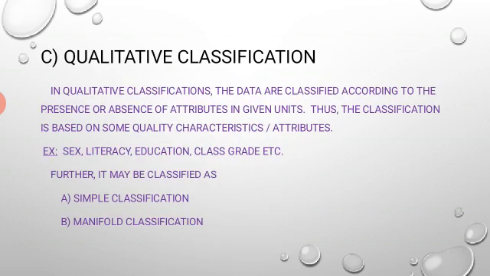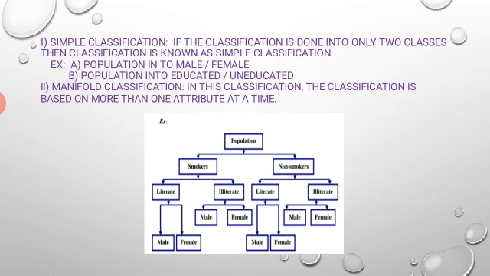Qualitative classification. In qualitative classification, the data are classified according to the presence or absence of attributes in given units. Thus, the classification is based on some quality characteristics or attributes. Example: sex, literacy, education, class grade, etc. Further, it may be classified as simple classification and manifold classification. Simple classification. If the classification is done into only two classes, then it is known as simple classification. For example, population into male or female, educated or uneducated.